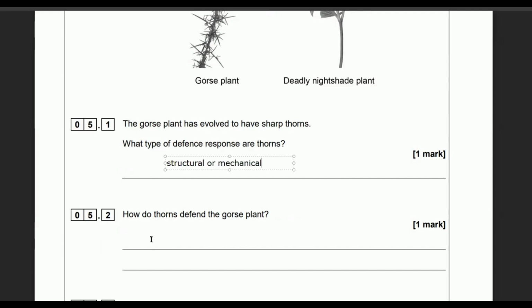And how does that defend the plant? Herbivores get spiked. Ouchie! It stops animals. I'm going to call them herbivores. They're the ones that eat plants, goats, rabbits, things. Stops herbivores eating the gorse plant. Okay.